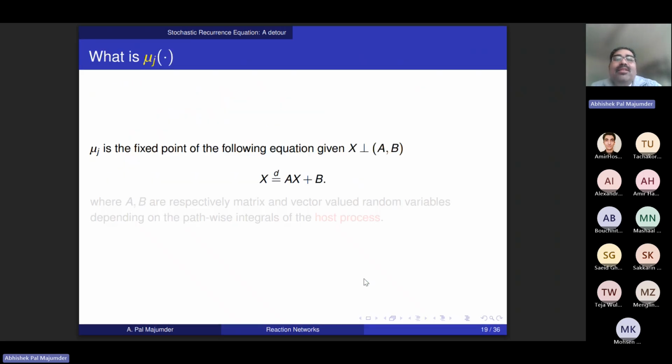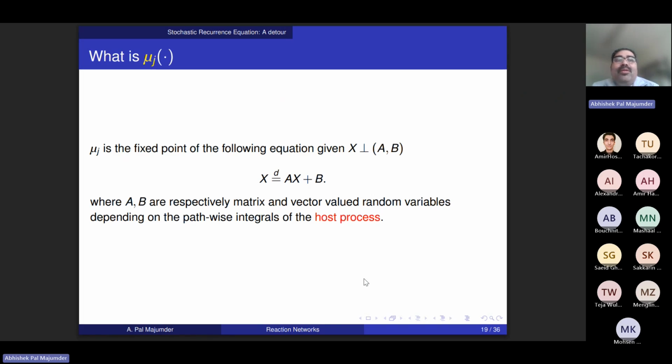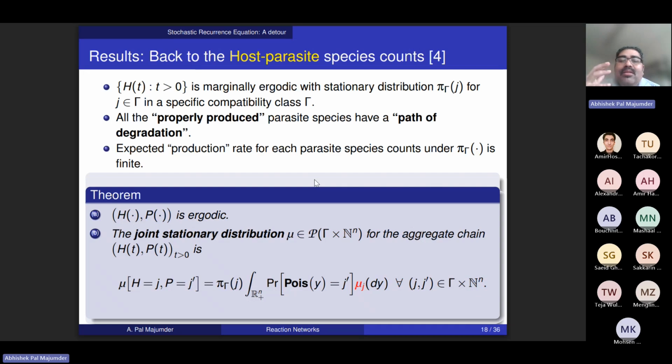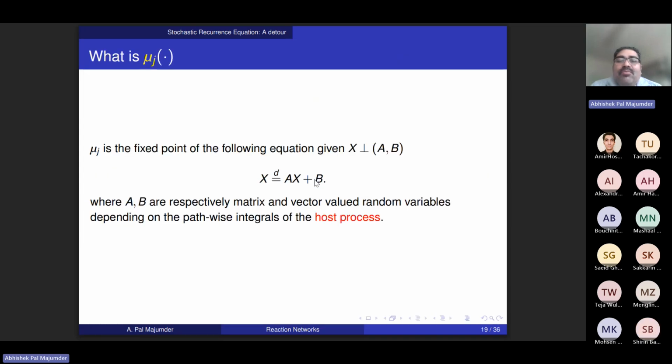So what is this mu j? I did not explain it thoroughly, but mu j can be expressed as the distribution of the fixed point of a stochastic recurrence equation of this form, where A and B are two random variables that are defined by the host species dynamics at two different time points. That is, very vaguely, the result that we had in the paper in 2021, but there are certain limitations of these results.